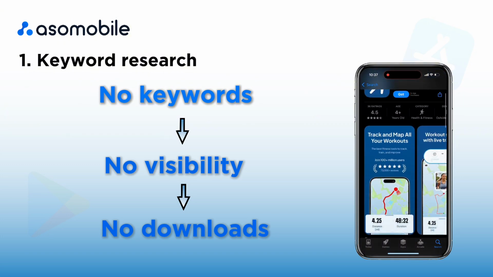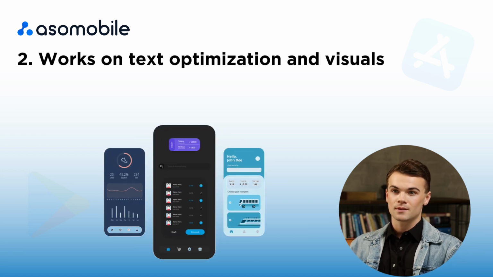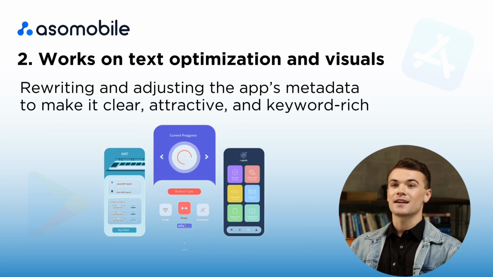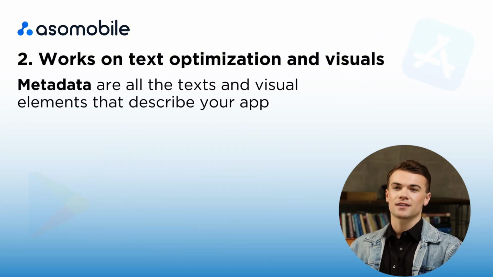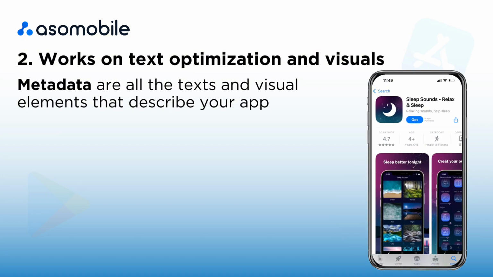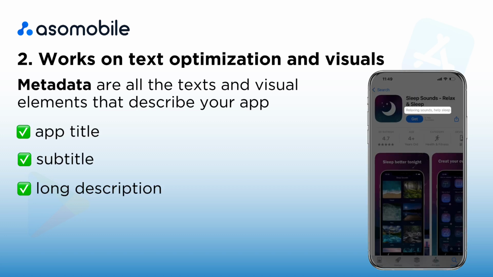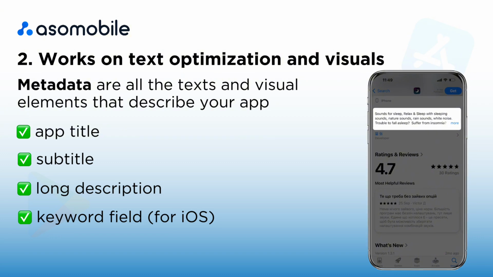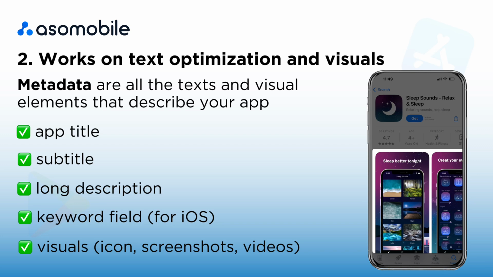But that's just the beginning. Number 2. An ASO specialist also works on text optimization and visuals, rewriting and adjusting the app's metadata to make it clear, attractive, and keyword-rich. Metadata are all the text and visual elements that describe your app inside the store. It's everything a user sees before downloading, and everything the algorithm uses to understand what your app is about. Metadata include the app title, the subtitle, or short description, the long description, the keywords field for iOS, and all the visuals, icon, screenshots, and preview video.